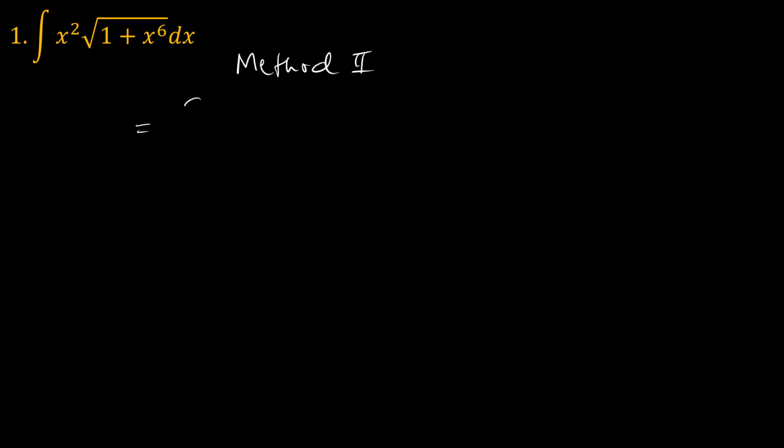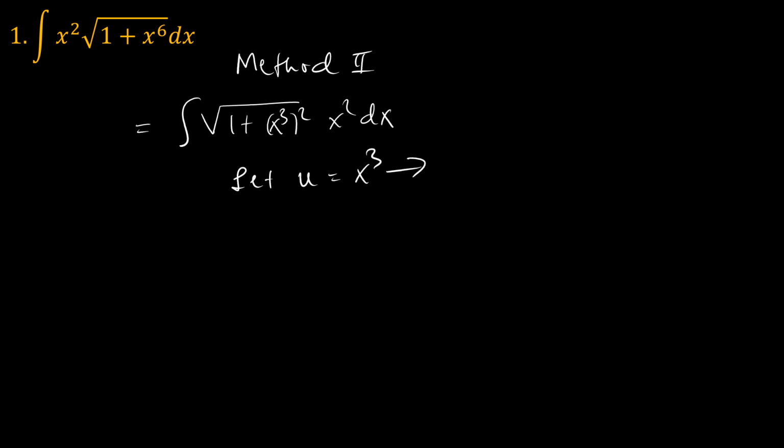So let's look at method 2 and how we could solve this. The initial thing was we would express this integral as the integral of the square root of 1 plus x cubed squared times x squared dx, and we would say let u be equal to x cubed, so that du is equal to x squared dx.